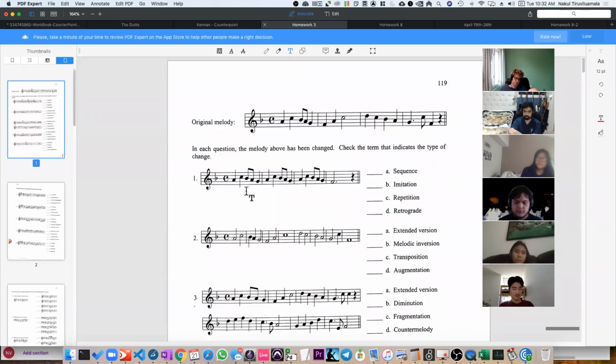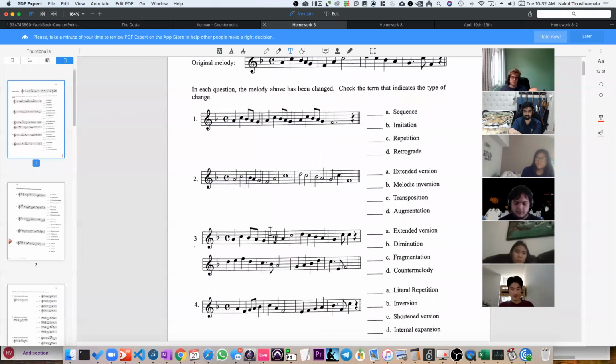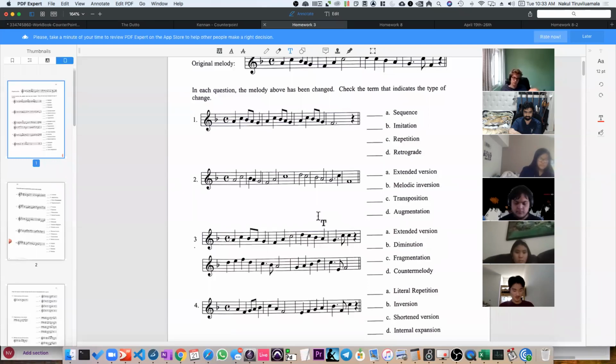Okay, well, I kind of went and fixed it, but number 3, I had extended version and fragmentation, which is wrong, but I had extended version, fragmentation, and counter melody all marked. But I think I stuck with extended version. I don't know why I put fragmentation, and then counter melody is something that I'm still kind of iffy about.